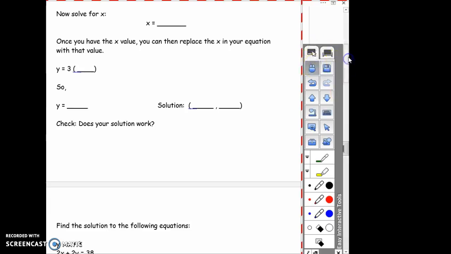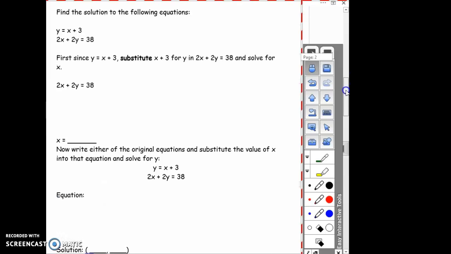Let's go on and take a look at another problem. It says, find the solution to the following equations. y equals x plus 3 and 2x plus 2y equals 38. Well, what do we know? Did we get one of the letters by itself? Well, it looks like the y is by itself. Here it is. Y is actually equal to x plus 3, that expression. So, in the second equation, 2x plus 2y equals 38, I can substitute x plus 3 in for y.